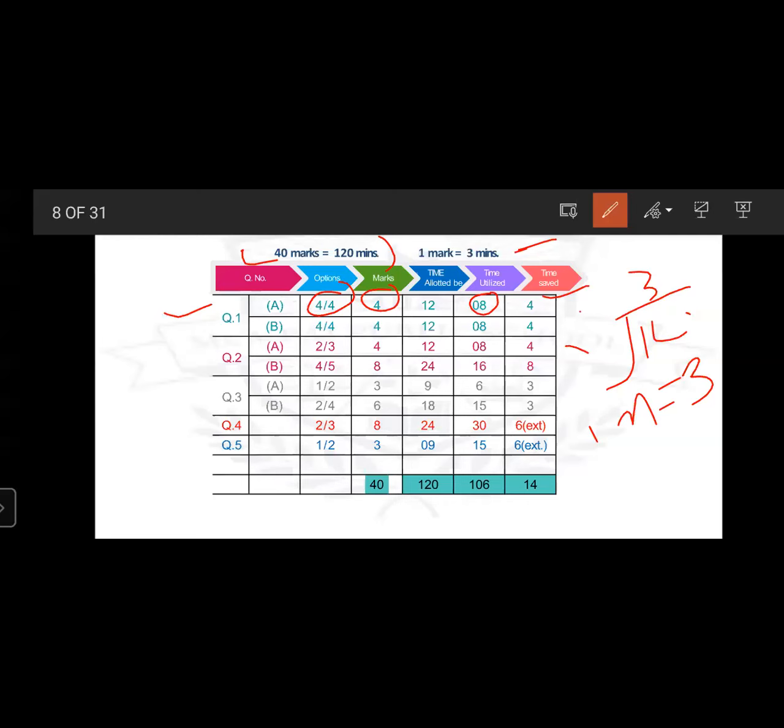Similarly, question number 1B is a 2 or 3 step solution answer. Again, there are 4 questions, and each question carries 1 mark. So 1 into 4 is equal to 4. No option. According to this rule, 4 into 3 is equal to 12. But again here we save 4 minutes and we utilize 8 minutes. So this 4 plus 4 is equal to 8 minutes.